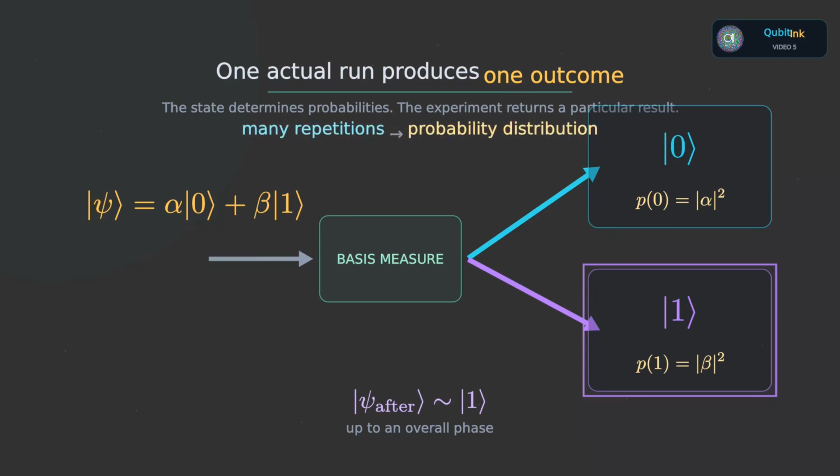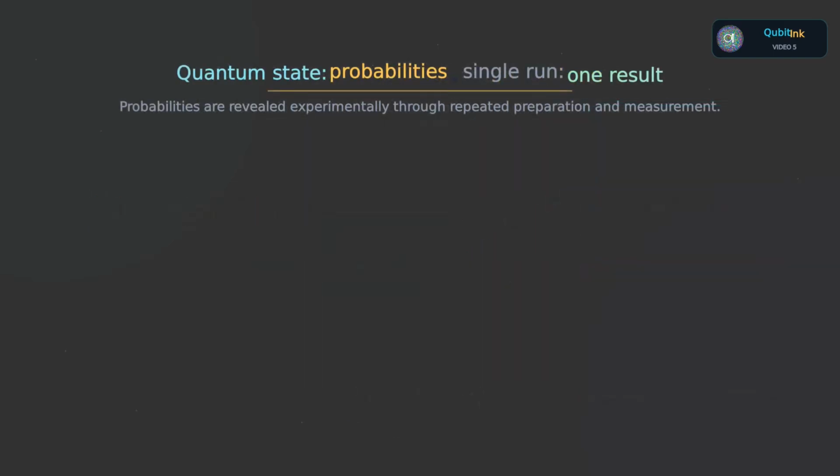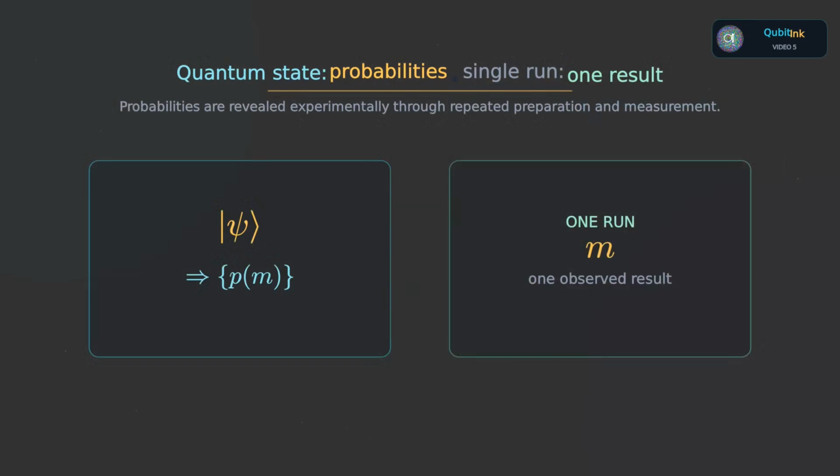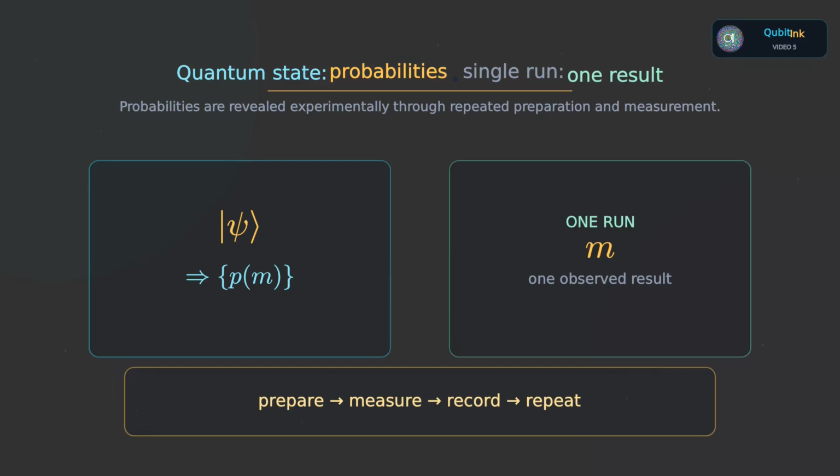by the quantum state. This distinction is important. The quantum state determines the probabilities, but a single measurement produces a particular result. If we want to estimate those probabilities experimentally, we normally prepare the same state many times, perform the same measurement repeatedly, and compare the frequencies of the outcomes.